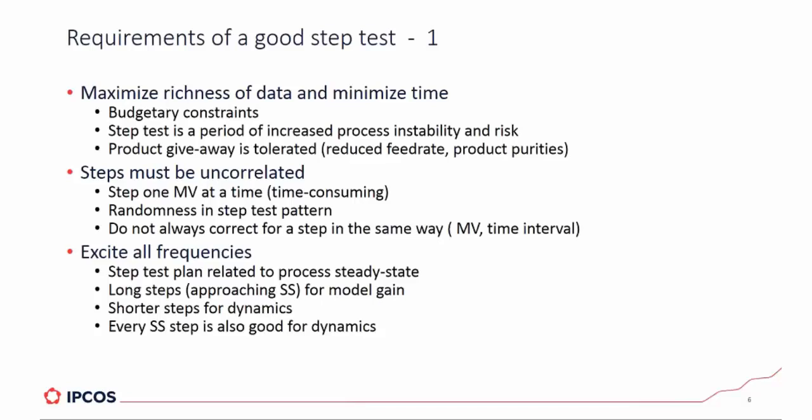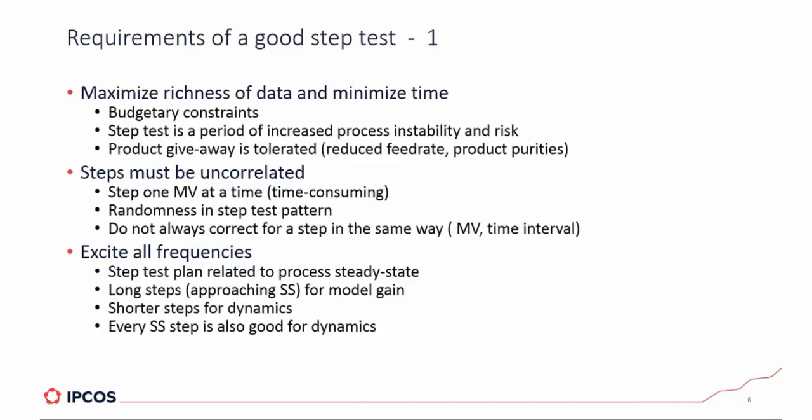The steps must be uncorrelated. Typically we would say step only one area at a time, but that could be very time consuming. So that is the reason why MVs have to be stepped together, and then in such a way that there is some randomness in the step test pattern, that there is no correlation between the inputs of our model, which are the MVs or the DVs, and then also that we do not always correct for a certain step that we have made in the same way and in the same time span.